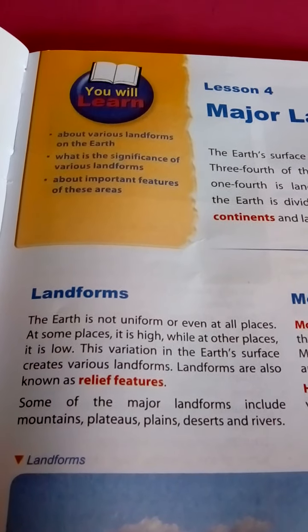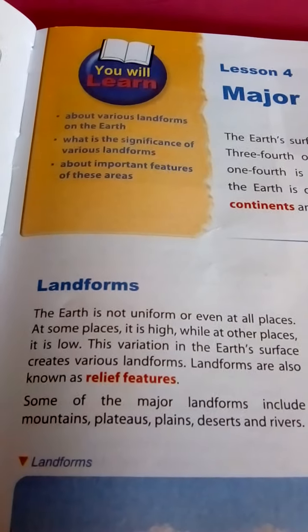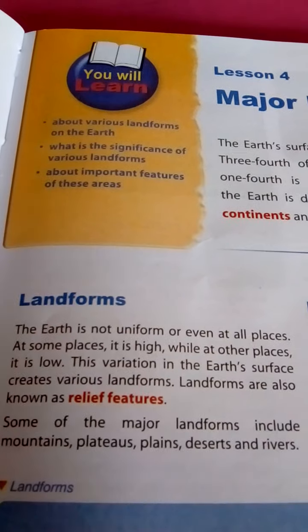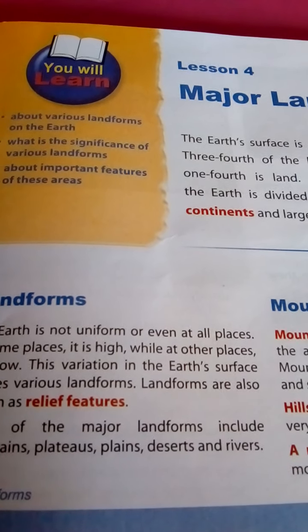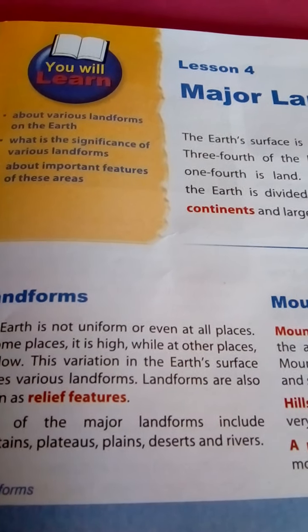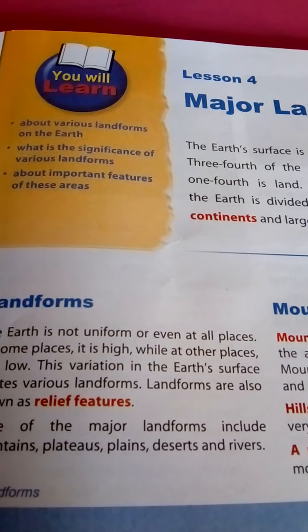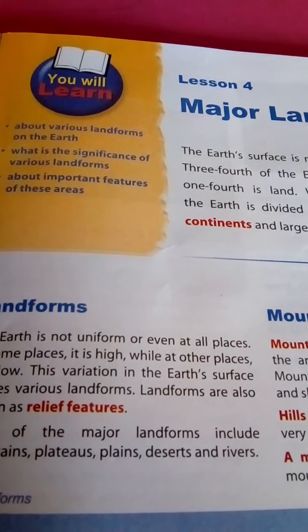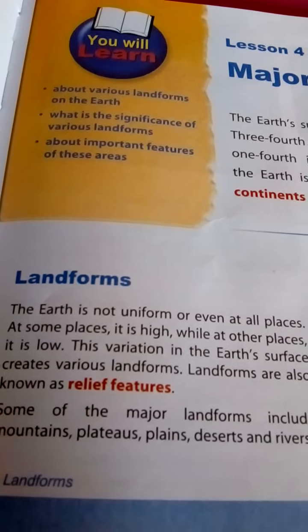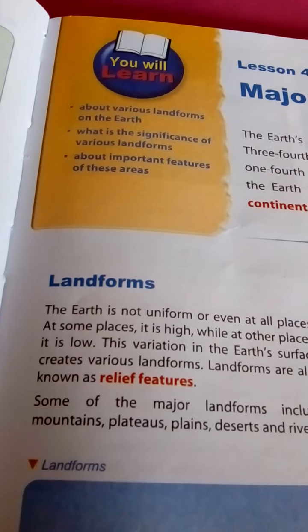Now we are going to see the landforms. Look at this. This is a picture of landforms. First, we want to know about landforms. What are landforms? Landforms are the natural shapes or features of the earth's surface. Once again, I'll repeat: landforms are the natural shapes or features of the earth's surface.